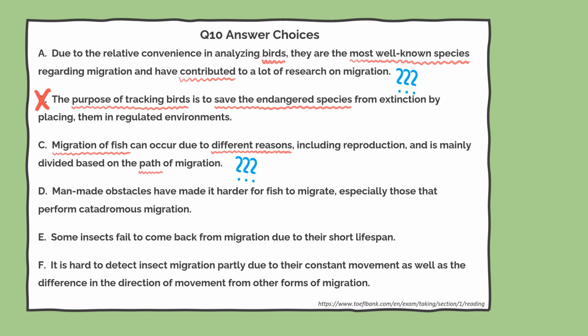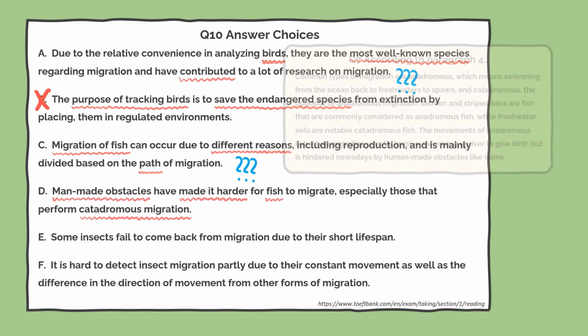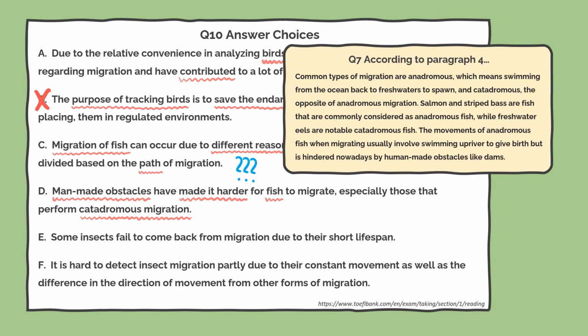D is also about fish migration. Grab keywords first, but I did question 7 before. It pinpoints paragraph 4 and it's about fish migration. It mentions the movements of anadromous fish is hindered by human-made obstacles. 2 different kinds of fish, so D has wrong information.